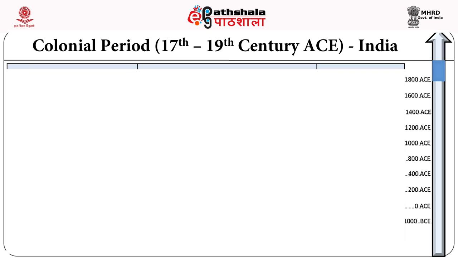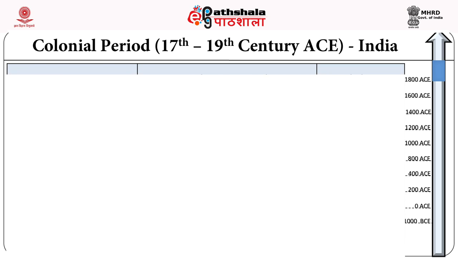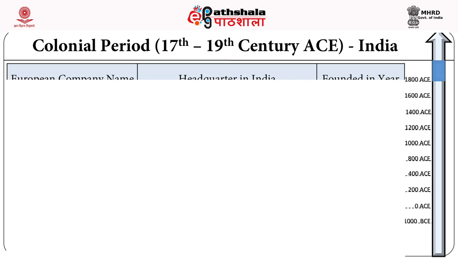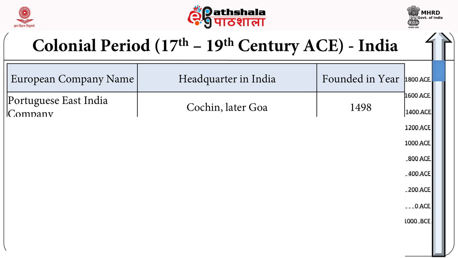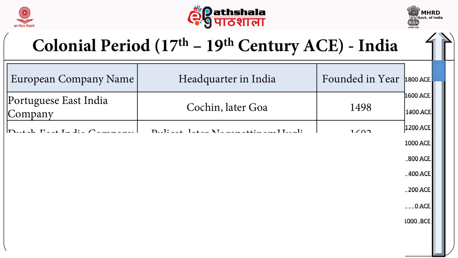Now we come to the various companies formed by the European countries, and their headquarters and their purpose. The Portuguese East India Company had its headquarters in Cochin, today Kochi in Kerala, and later in Goa. They came in 1498, and their purpose was trade, as I mentioned in the earlier slide.